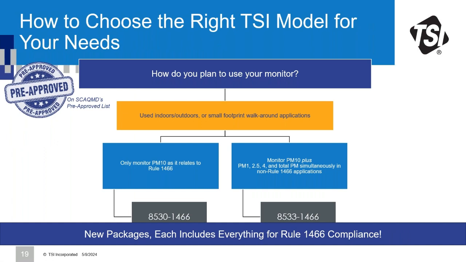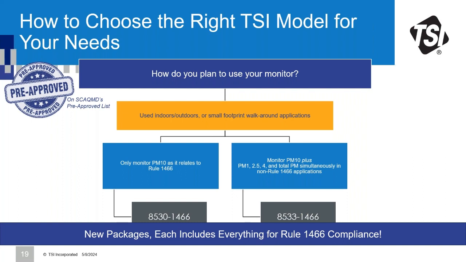So how do you plan to use your monitor? These are ways to determine which model you would want to go with. If you're using your monitor indoors and outdoors, and you want a small footprint or to be able to walk around with the device, you're in the right lane with the 8533 and 8530. If you're only going to use the model for Rule 1466, you have no need to look at any other size fraction. You would go with the 8530.